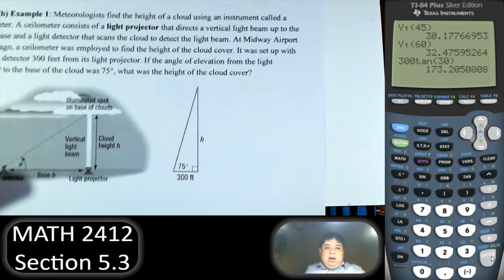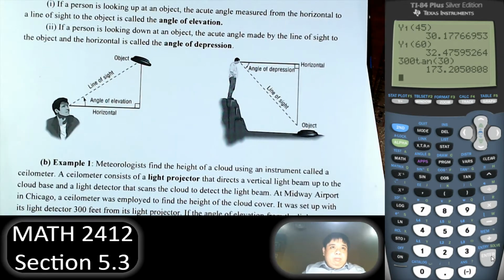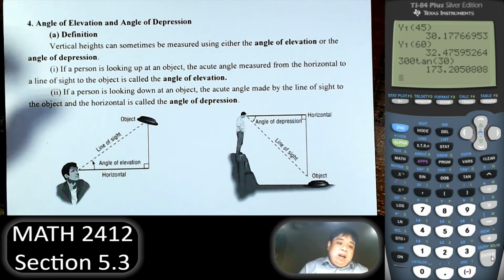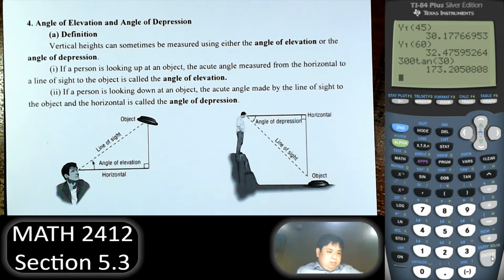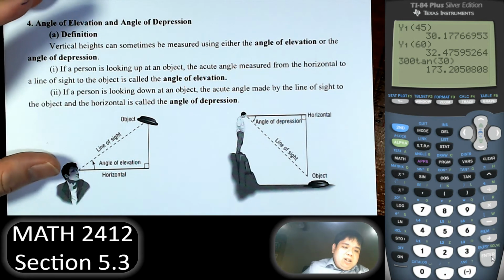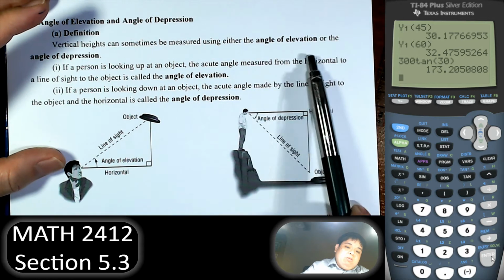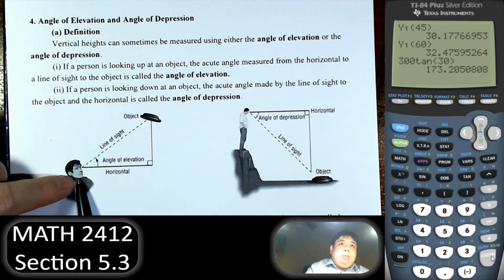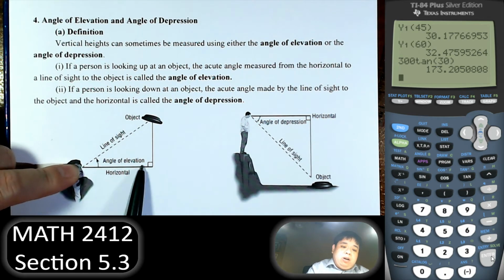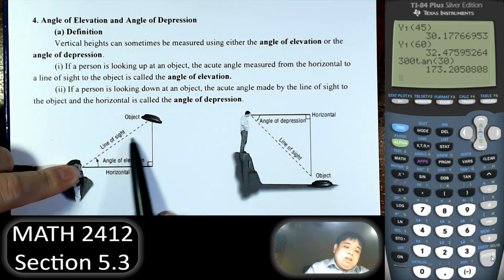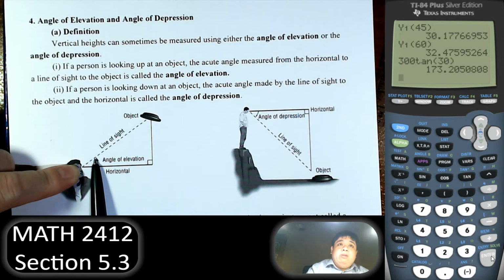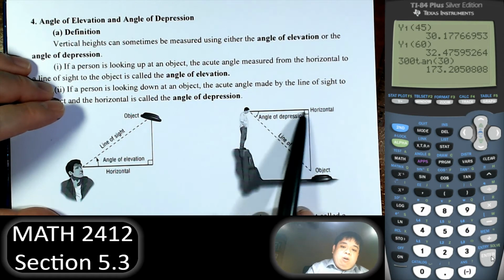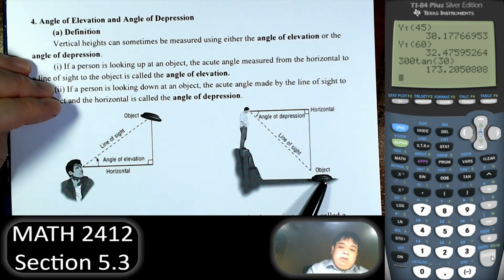Right. More application. But before we go to more application, we define the angle of elevation and the angle of depression. So vertical height can sometimes be measured by the angle of elevation and the angle of depression. If a person looks up from the horizontal line, it is from an angle that's called the angle of elevation, and if we look down from the horizontal line, that is the angle of depression.